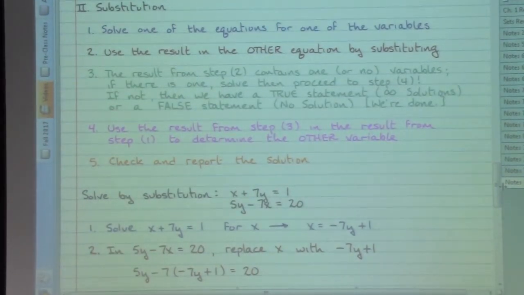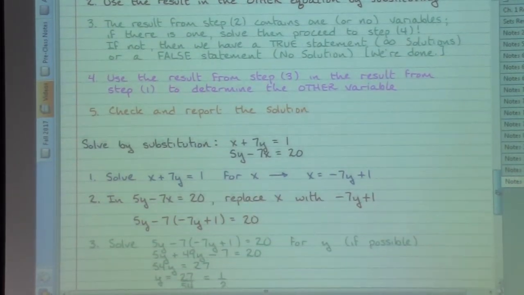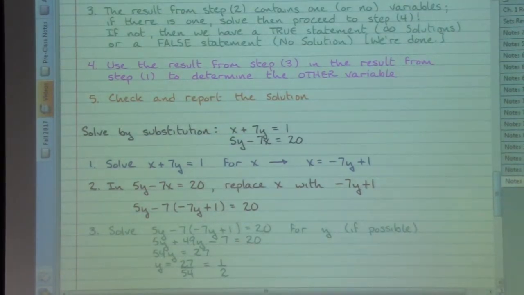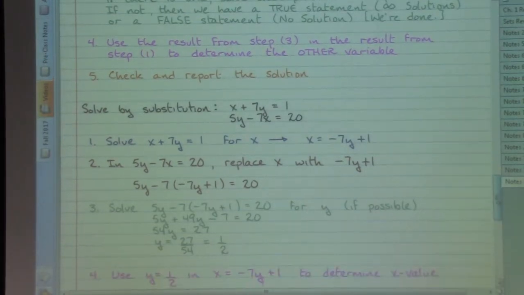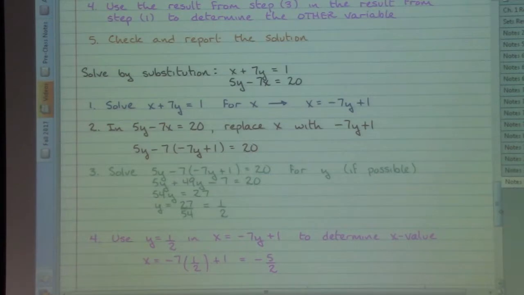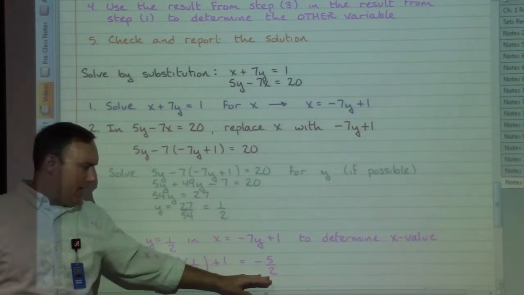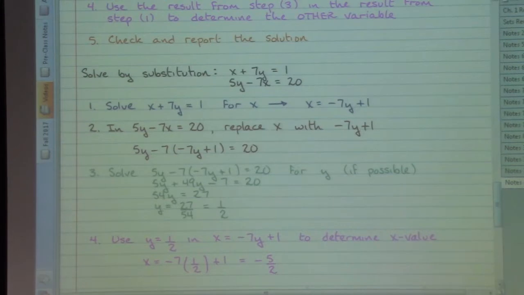In this particular case, we solve that equation there in the dark red, and we come up with y equals 1/2. We're going to take that 1/2 and plug it into what we had from the first step. What we had from the first step said x equals negative 7y plus 1. So if we plug in y equals 1/2, we get x is equal to negative 5/2.